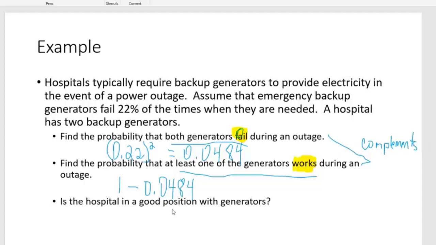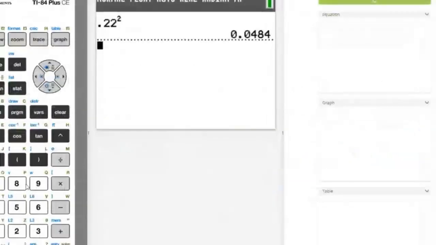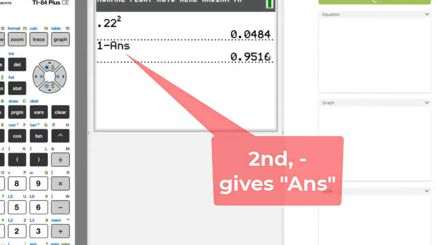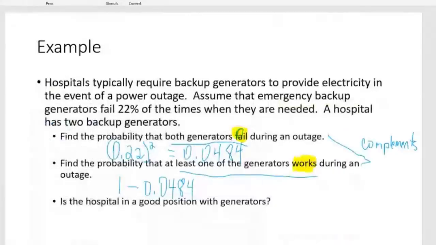So 1 minus 0.0484. Here I can just hit 1 minus my answer, which is 0.9516.